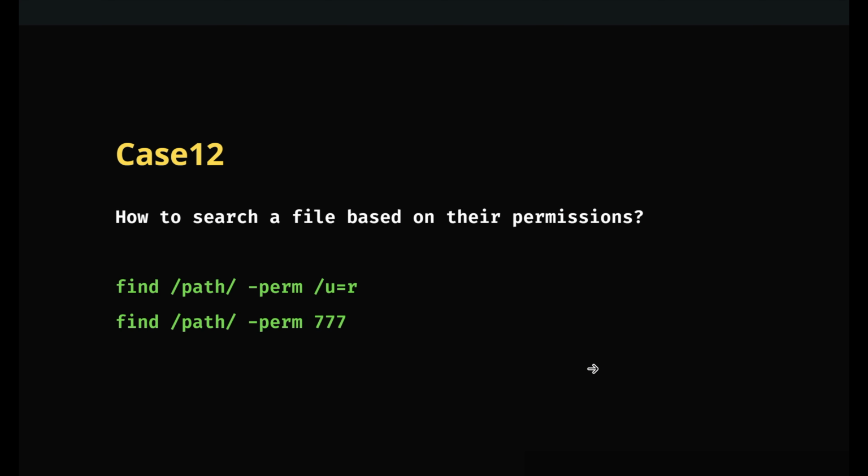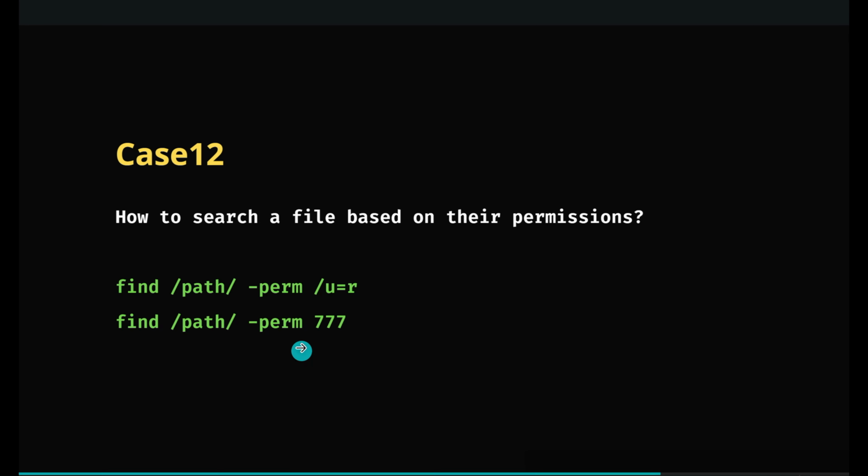Case number 12: how to search for a file based on its permission. If you want to search for files having the executable permission, like scripts, you can use this. It is also useful for auditing files for security purposes, if you want to ensure the files must not have certain permissions, like the write permission, etc.